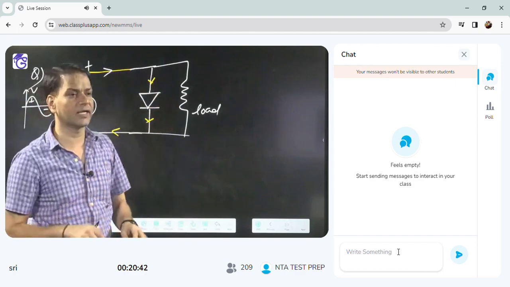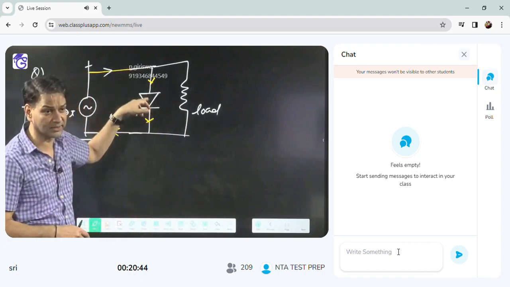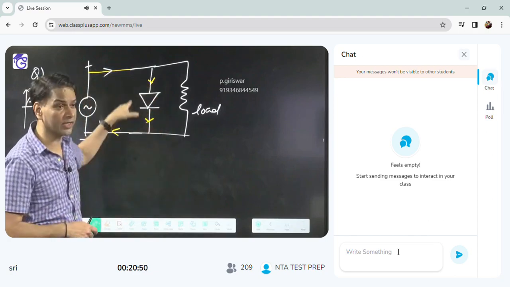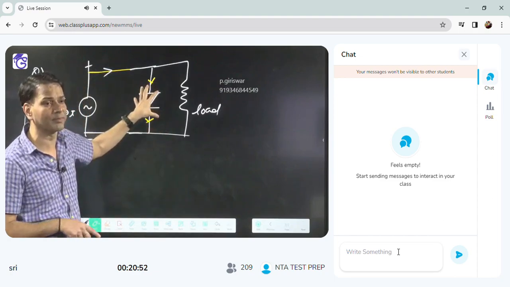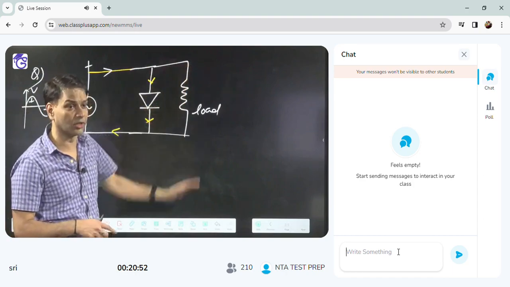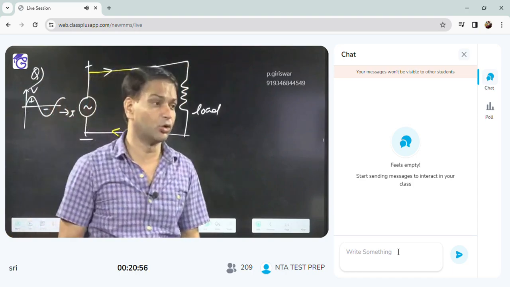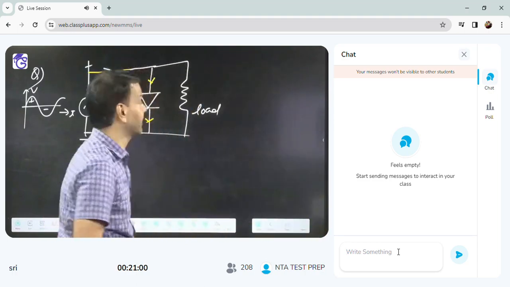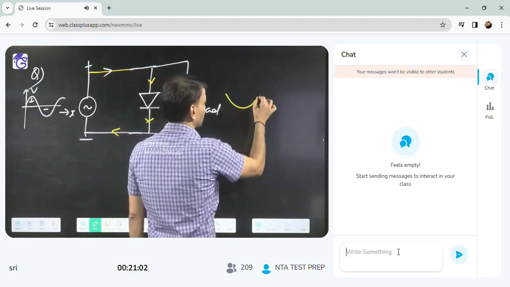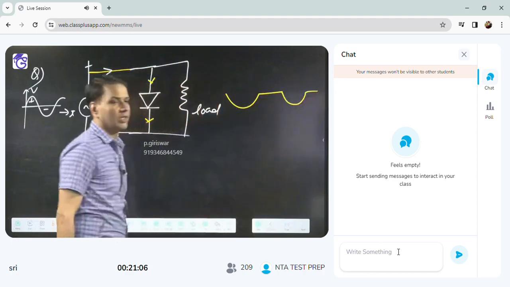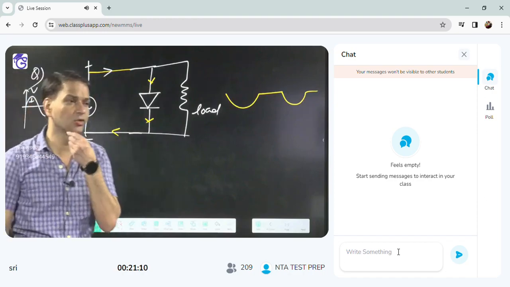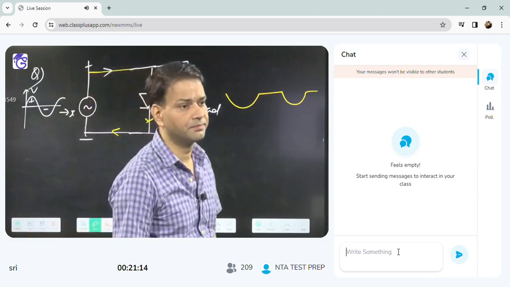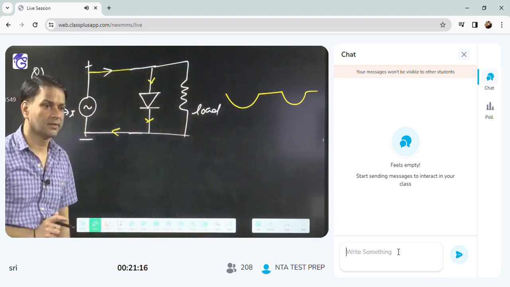Now for the negative cycle, what will happen? The diode will be in the reverse bias. In reverse bias, it will offer infinite resistance. Then this branch will behave like an open branch. So current will directly go to the load. So which cycle will we get in the load? The negative cycle. Everybody understood or not? So in that case, what is the output? Like that way you will get. Everybody understood or not? Okay.